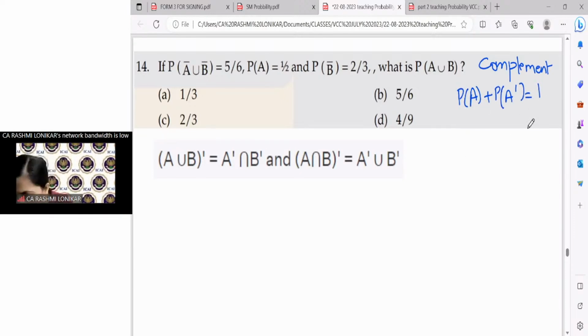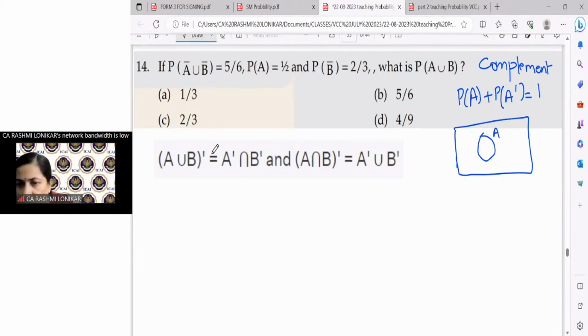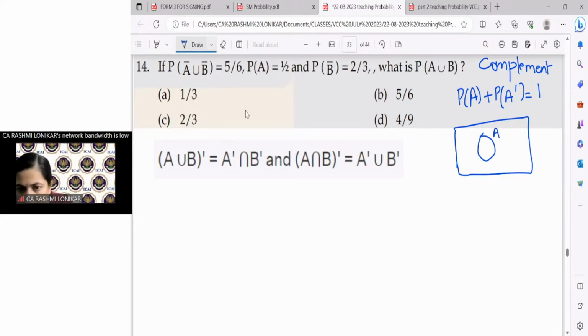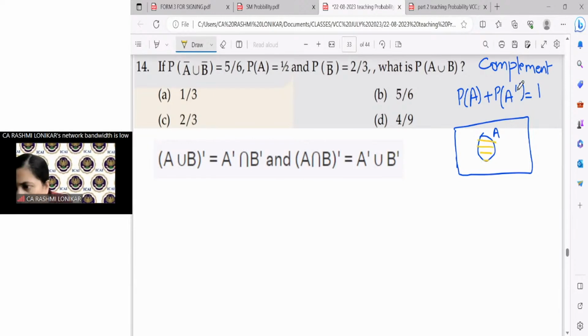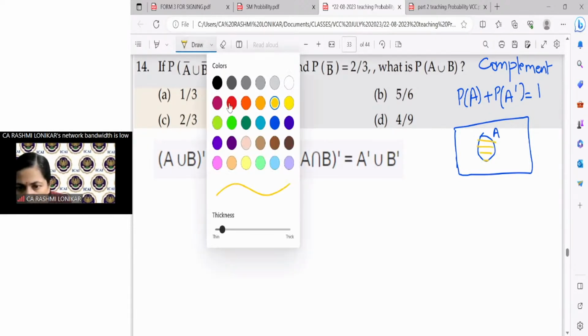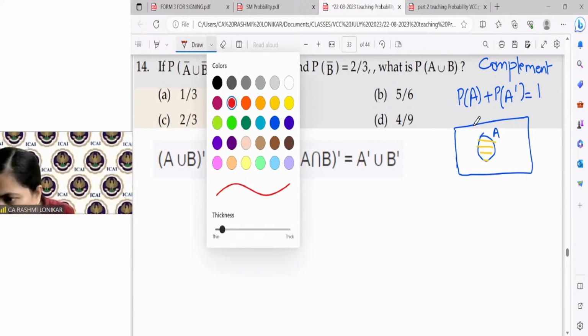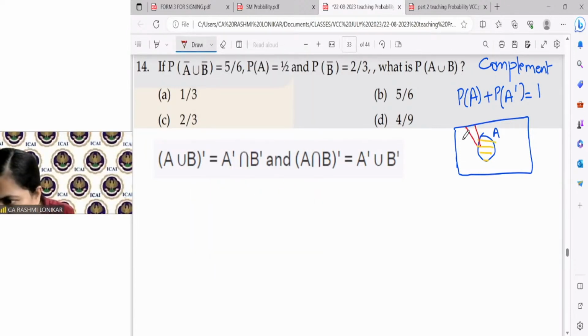Okay. This becomes clearer. Suppose I have a set A. Okay. So this is my set A. Then what is A dash? A dash will be this portion. Okay, A dash will be this portion.